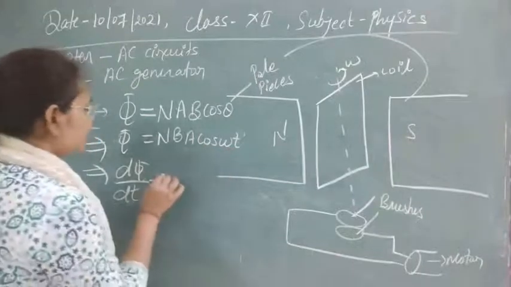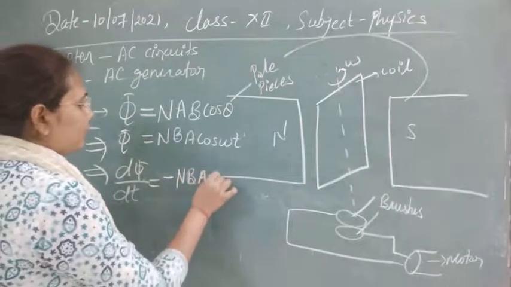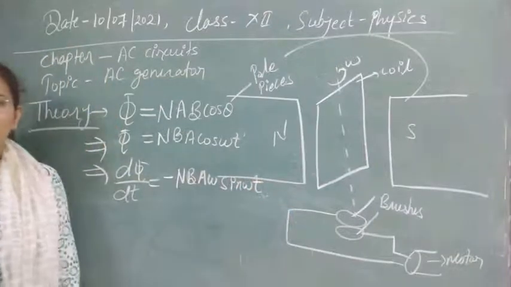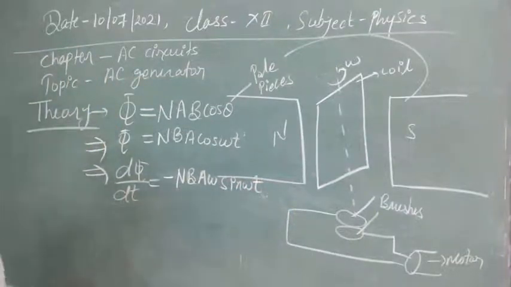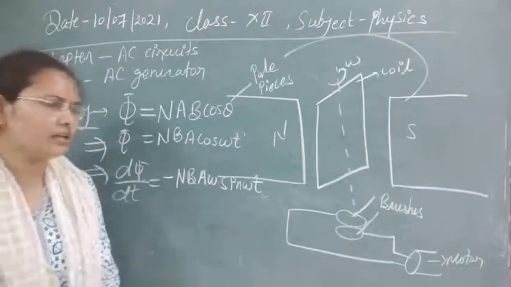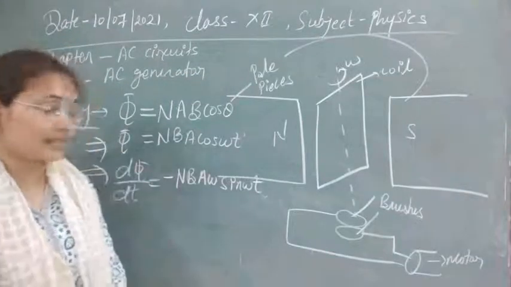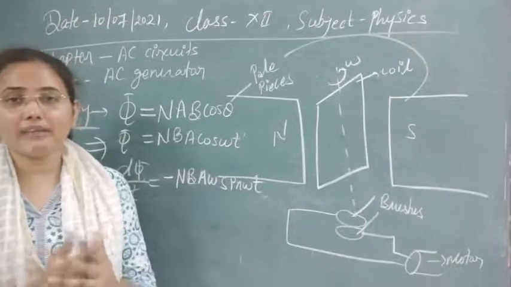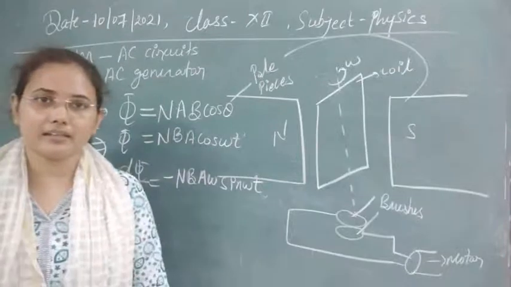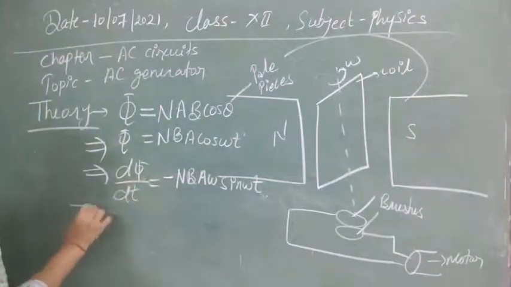So after differentiation you will obtain minus of NBA omega sine of omega t. So this expression we are getting after this solution. And also you know that whenever the flux linked with any coil is changing, then without any doubt you can apply the Faraday law of electromagnetic induction there. That is saying that whenever there is a change in flux linked with any coil, then an induced EMF will be generated there.